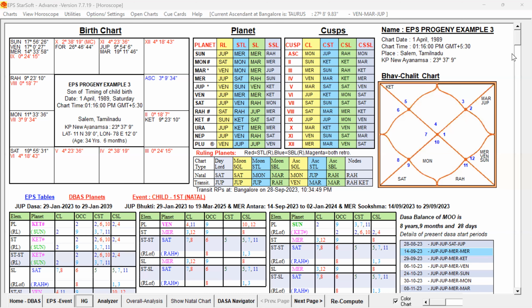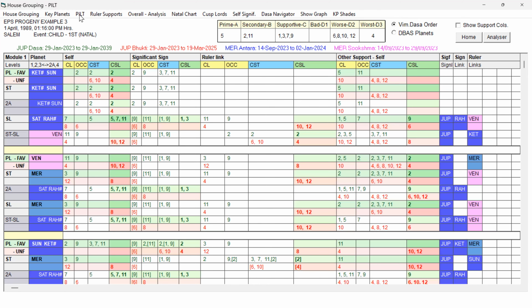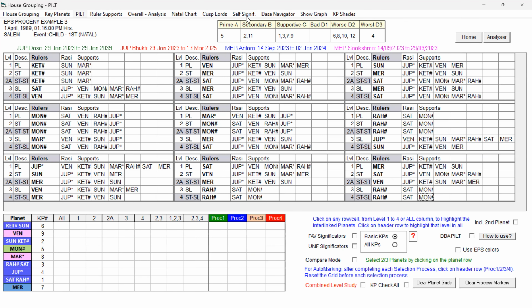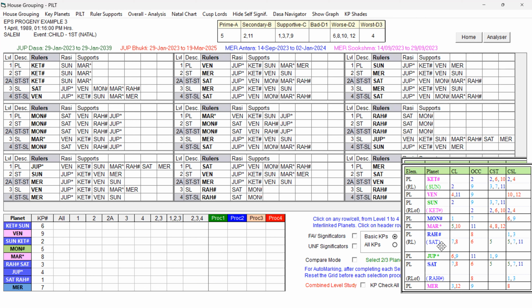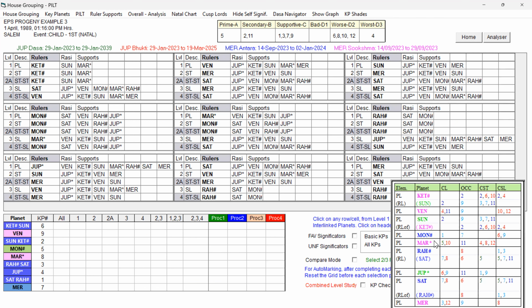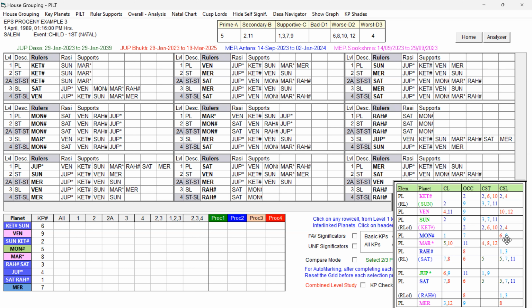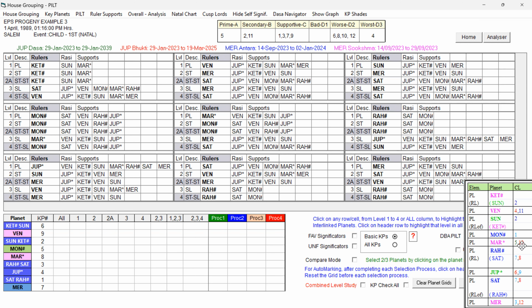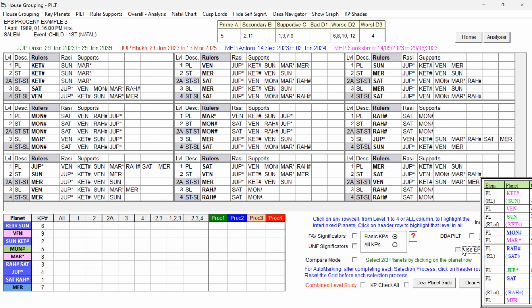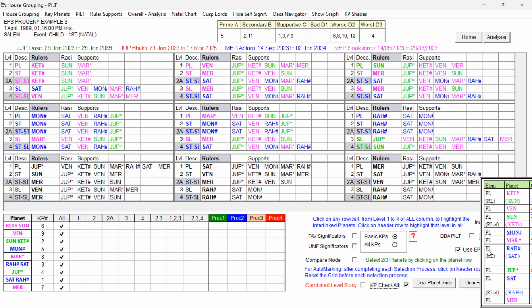This is the birth chart of that male native, example number 3. Now we are going to study the destiny and also the timing of the event with the help of the PILT table. Let us go to the PILT page now. Let me select the self-significators and the key planet shades, the same colors as given in the previous video. And let us select the EPS colors, use EPS colors and KP check all.